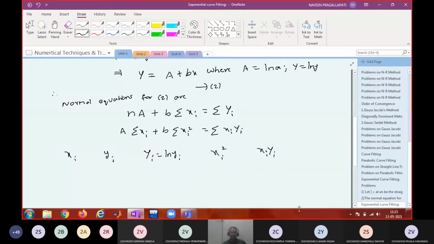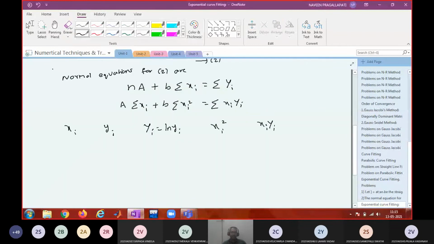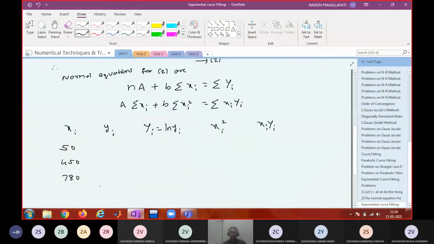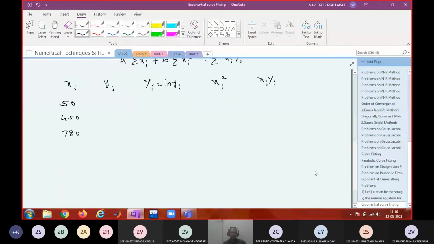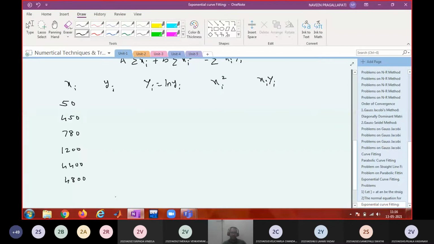Can you tell me those values? What are x values? 50, 450, 780, 1200, 4400, 4800, 5300.